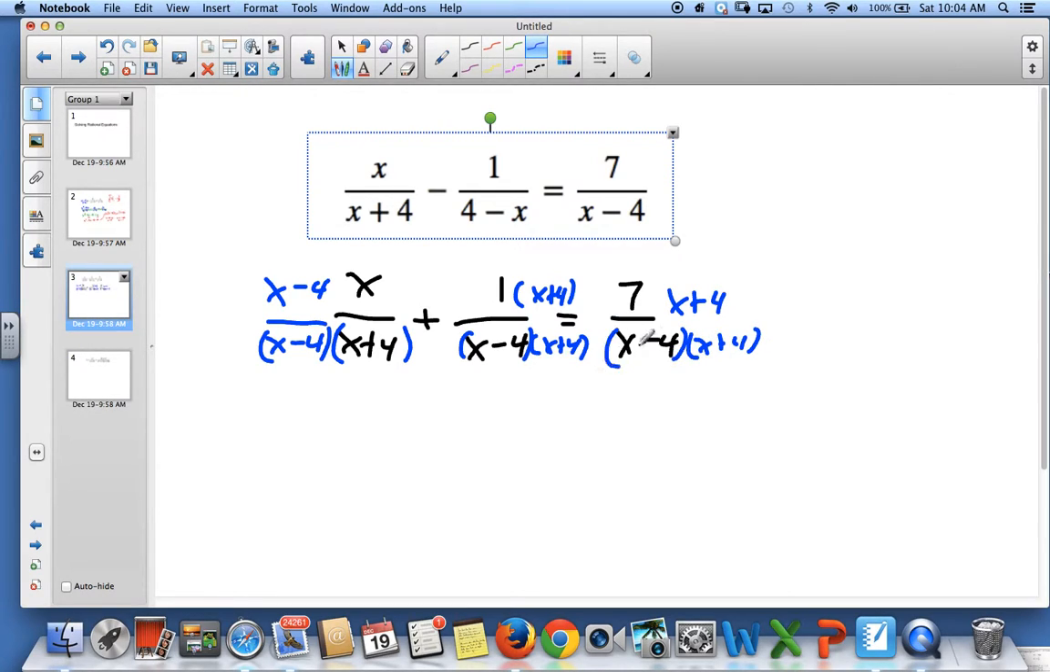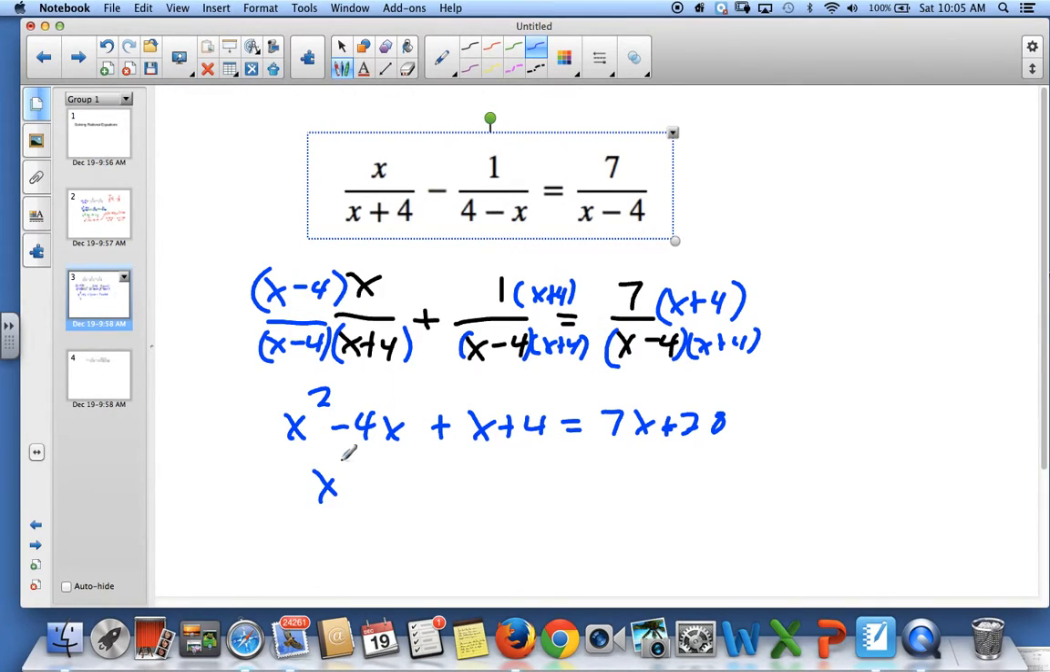So this is kind of what I have right now. Now all the denominators are the same, so I can just write the equation using only the numerators. So this becomes x squared minus 4x plus, now I distribute that, that's just going to be x plus 4 equals 7x plus 28. And the denominators are all the same, so I don't have to worry about them.